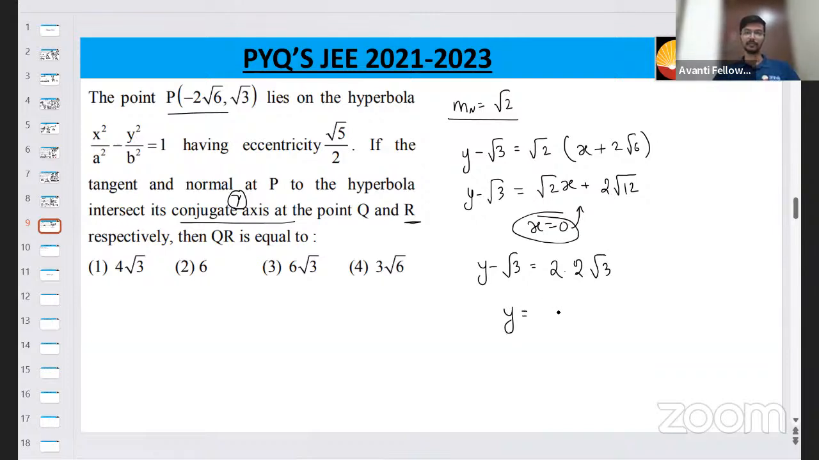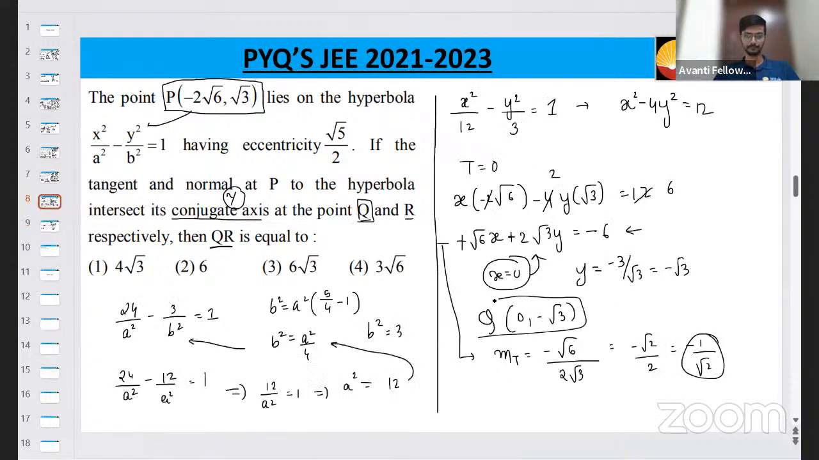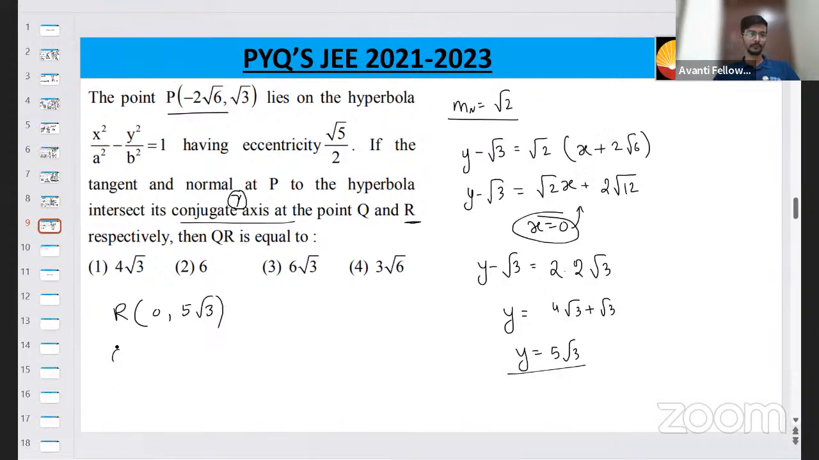So y coordinate comes to 4 root 3 plus root 3. So y is 5 root 3. That means the coordinates of point R is 0, comma 5 root 3. What were the coordinates of point Q? 0, comma minus root 3. Here it is. So Q was 0, comma minus root 3.